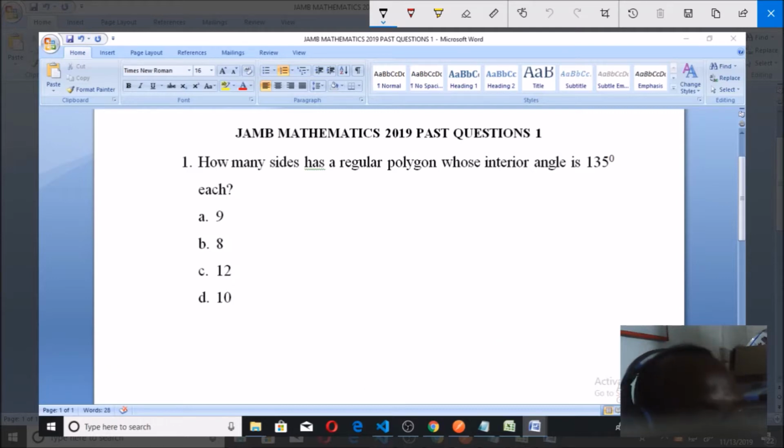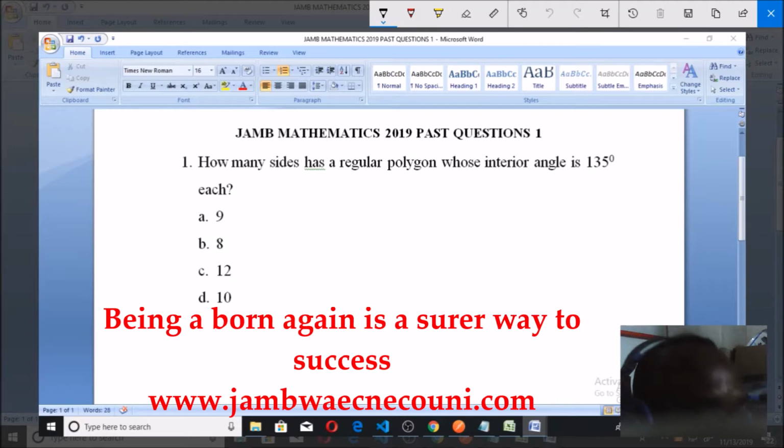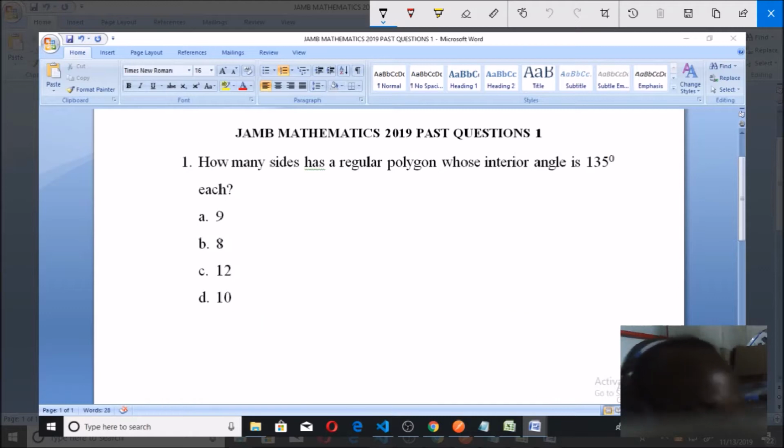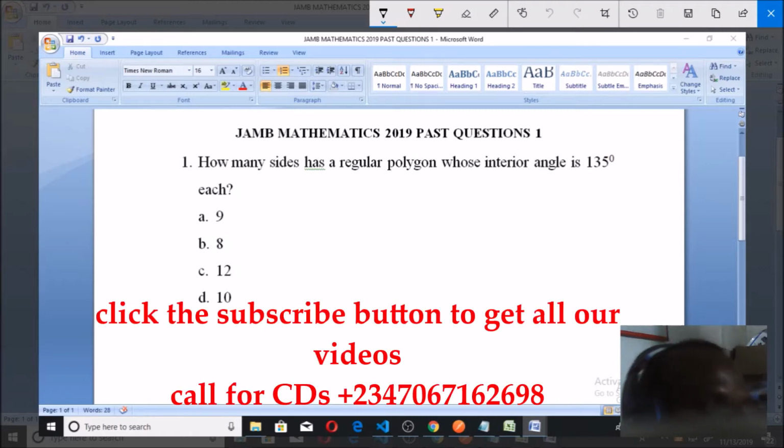We are not just solving the past questions, we are teaching you mathematics at the same time. So follow up any question that we are solving. We do it as if we are just teaching you the mathematics itself. So let's look at this question number 1.